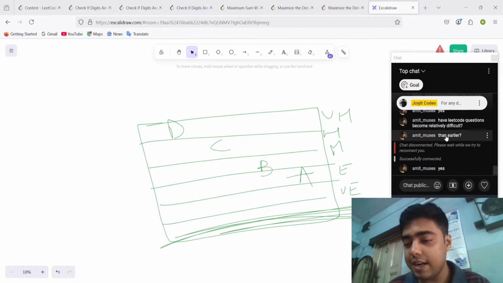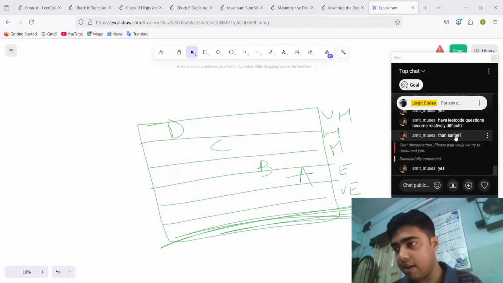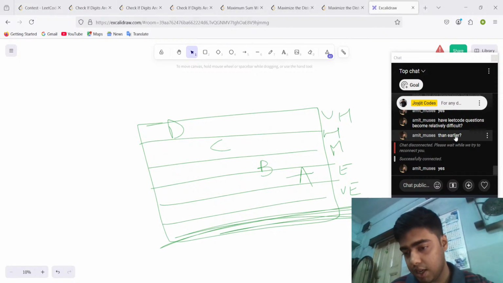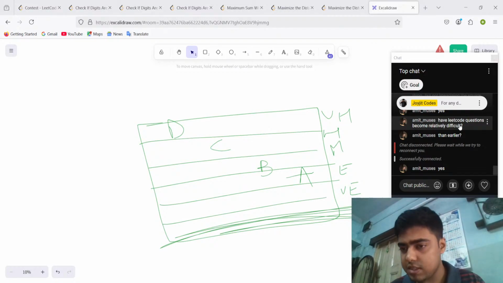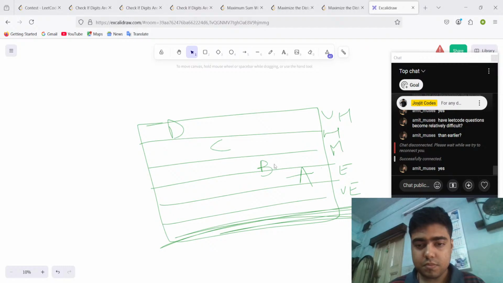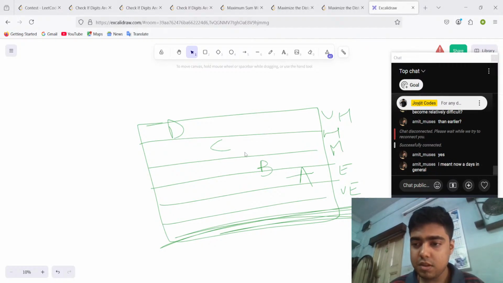Amit, I was telling you that it was not more difficult than all the earlier problems, but the previous contest, the previous Sunday one, I think that was more difficult. And LeetCode questions, yes, they have become relatively difficult. This is something that I will agree with. So this is the rating. A was very easy, B was medium. Nowadays in general it is becoming difficult, right?